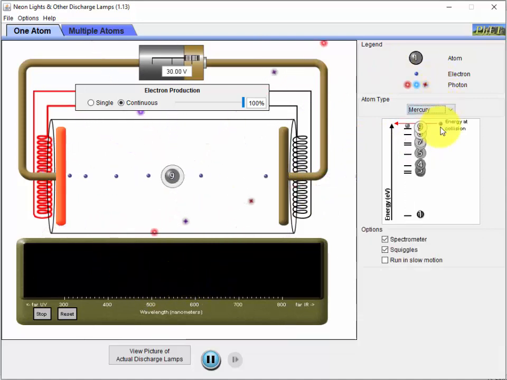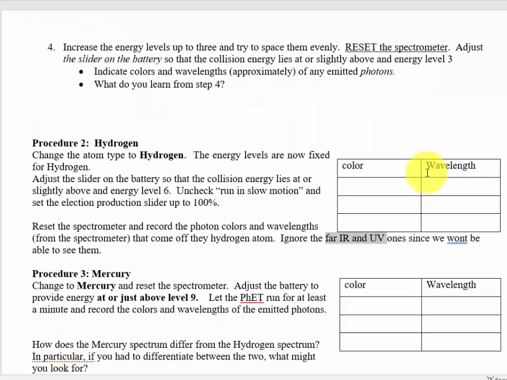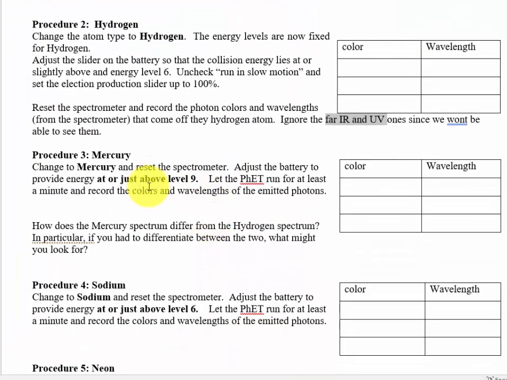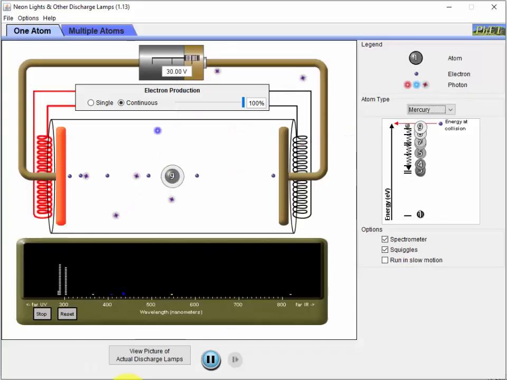Next, we're told to go ahead and do mercury. So what we're supposed to pay attention to is the colors and the wavelength. How is this different? If we had to differentiate between the two, what would we look for? So I'm going to, again, time-lapse this so you don't have to sit here and wait for it, and then we'll talk about what we see.